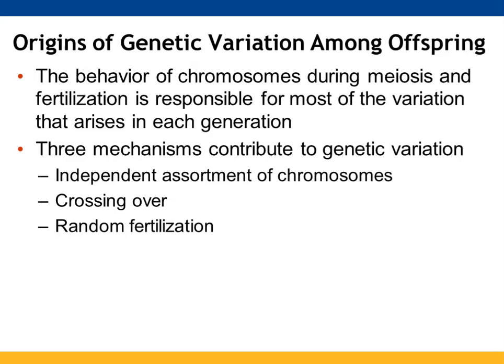The fact that the chromosomes can assort independently. There's no particular reason why mom's chromosome 1 has to follow mom's chromosome 2. It could be any particular combination. We have the crossing over in prophase 1, and then just the random chromosomes that are going to be combined together as a part of fertilization.